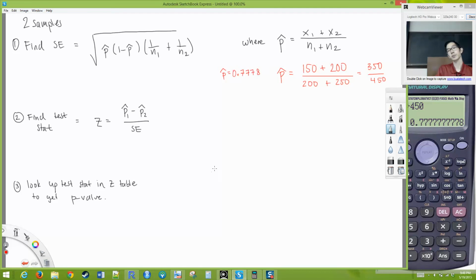Is this okay? Question: how do you know if you're using 4 digits or only 2 digits? I'd say keep more decimals. More decimals is better. I'd say 4 decimals is good. Okay. All right.